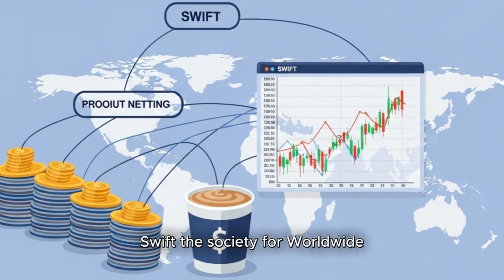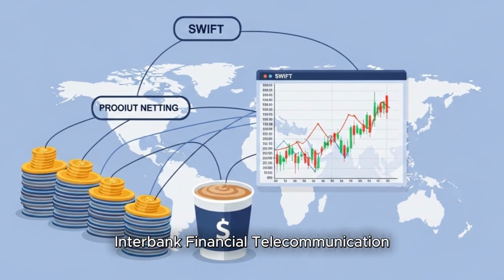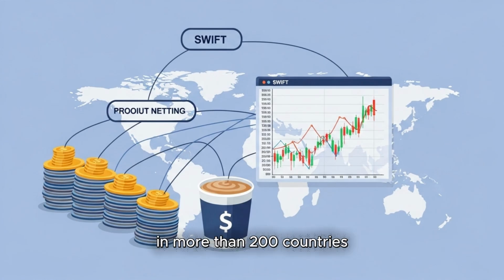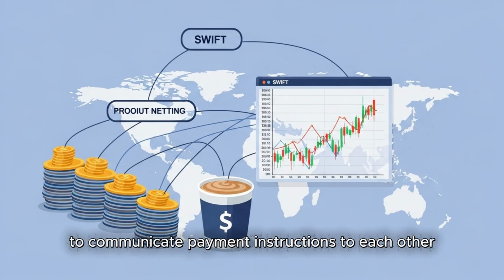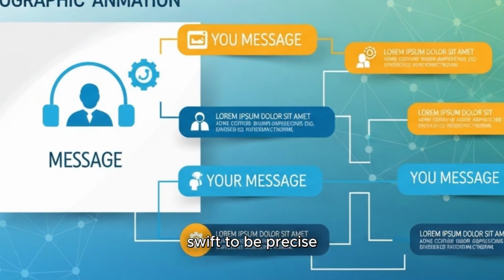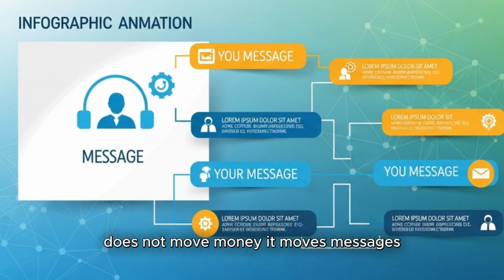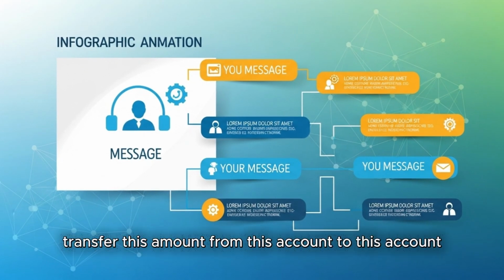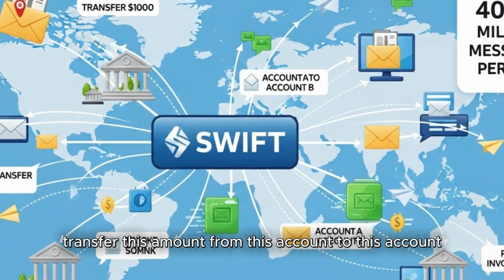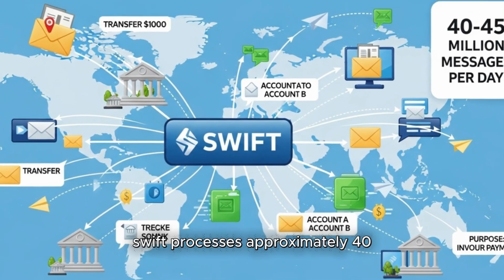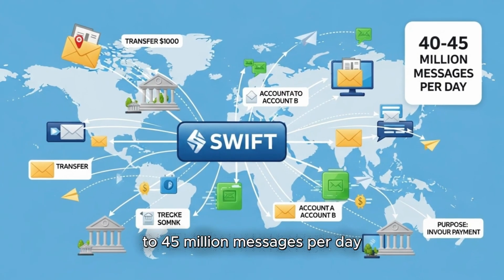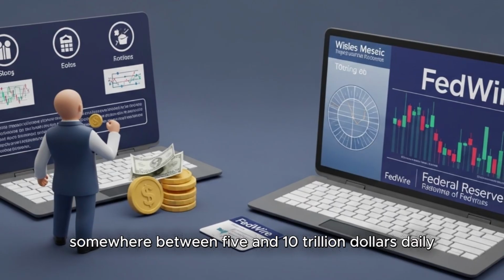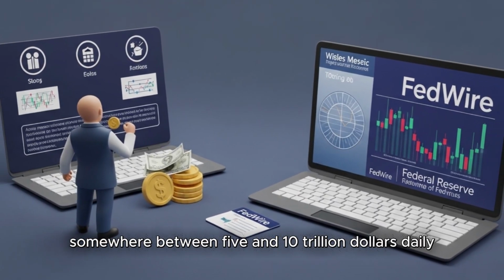SWIFT, the Society for Worldwide Interbank Financial Telecommunication, is the messaging network used by over 11,000 financial institutions in more than 200 countries to communicate payment instructions to each other. SWIFT, to be precise, does not move money, it moves messages. Standardized, secure, authenticated messages that say, please transfer this amount from this account to this account for this stated purpose. SWIFT processes approximately 40 to 45 million messages per day. Those messages instruct the movement of funds totaling somewhere between $5 and $10 trillion daily.